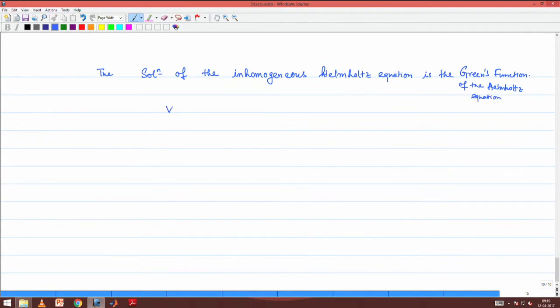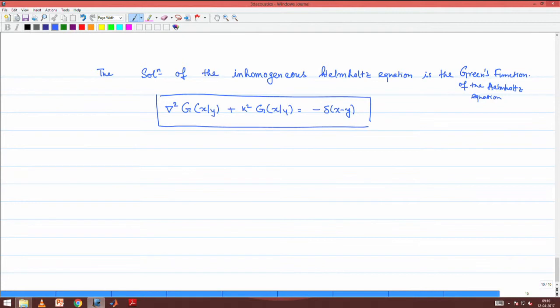In particular, we will have this condition: the Green's function is designated as g(x, y), and del square g(x|y) plus k square g(x|y) is equal to minus delta(x minus y). This is the equation which the Green's function is supposed to satisfy. Remember, at this stage we are not talking about the boundary condition, but depending upon the domain of interest, the boundary condition could be virtually anything.